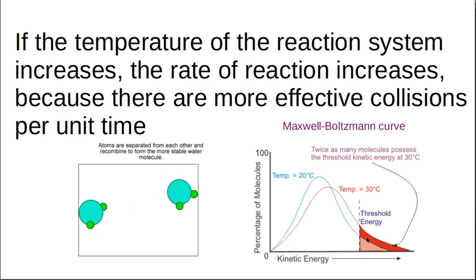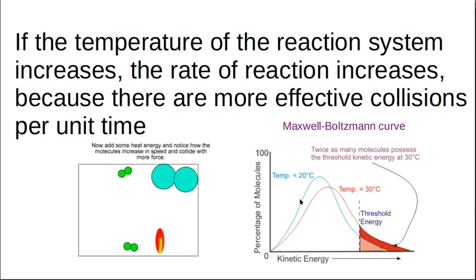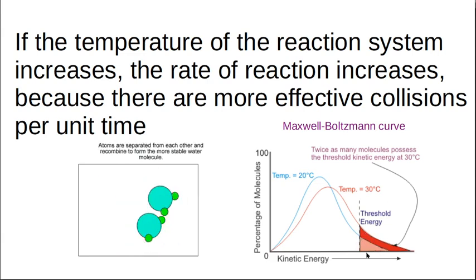And if we want to find out how many molecules have this activation energy or more, we have to find the area under the graph. So if we look at this blue curve, which is at 20 degrees C, there's the pale pink in here. This is the number of particles that have activation energy or more. On the red curve, you can see it's a much bigger area. It's this whole area here.